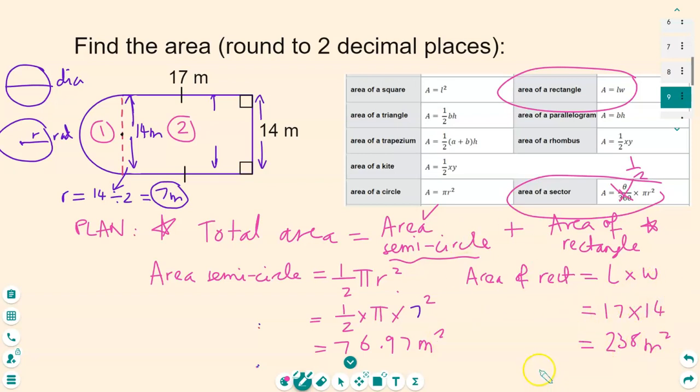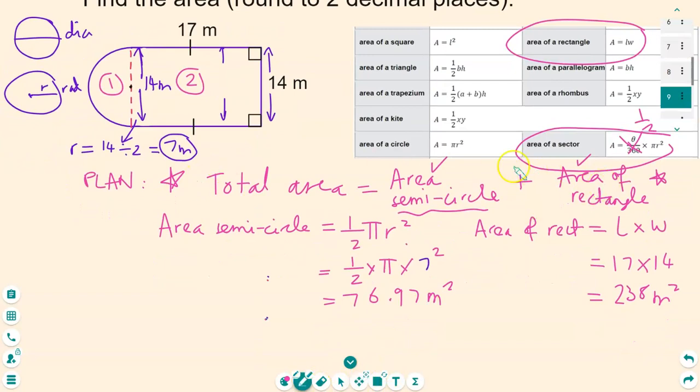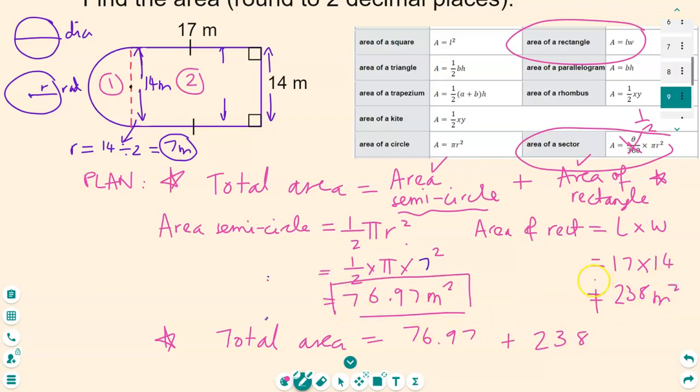Do not move to the next question yet. We have to stick to the plan. So we have now found the area of the rectangle, and we can use our total area formula to work out the total combined area of this shape. So total area equals area of semicircle plus the area of the rectangle. And see how it comes out. 76.97 plus 238 will give us 314.97. And the units are meters squared.